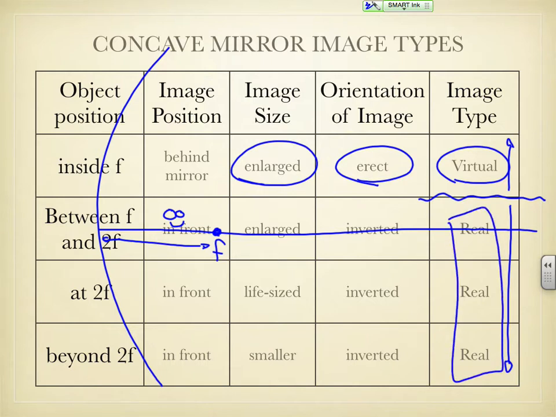On the other hand, if I move it past F, now suddenly I can get real images. And so that's cool. So anything between F and 2F. But then if we double this distance, we make it twice that bigness, then we get 2F.